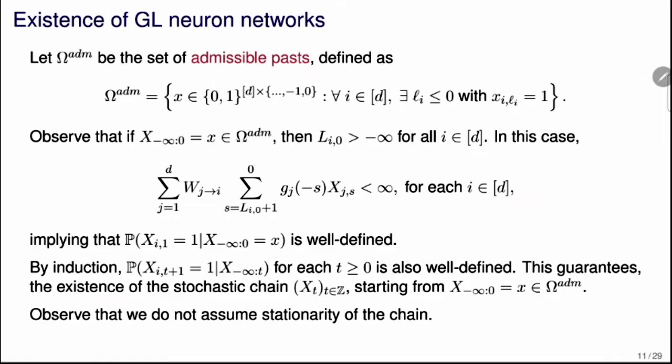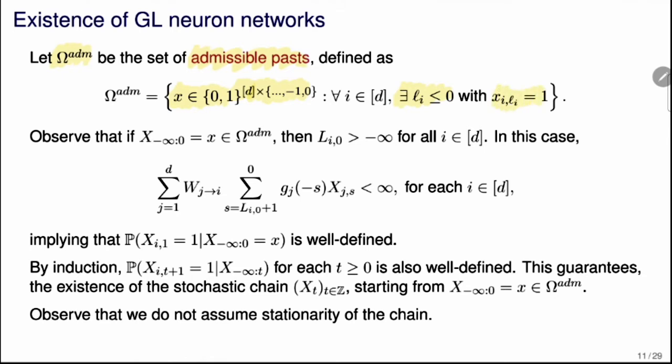In this lecture, we'll be considering GL neural networks which start from a given fixed past. To formalize this idea, let Omega_AD be the set of admissible pasts. The set is defined as the set of all space-time configurations, zeros and ones, in which the space component is the set 1 to D and the time component is the set of non-negative integers, such that for each i in 1..D there exists L_i smaller or equal than 0 with x_i(L_i) equal to 1.